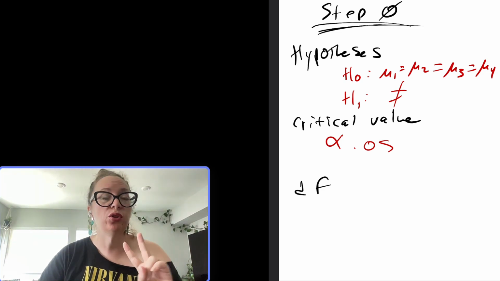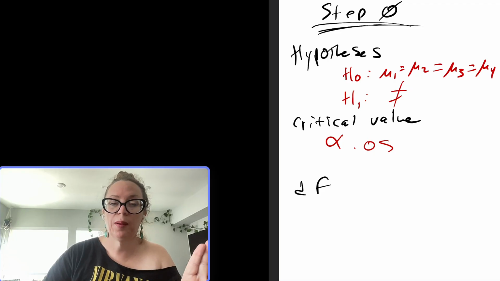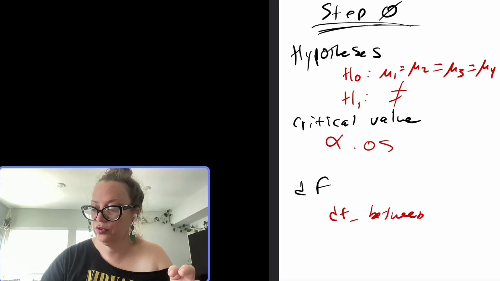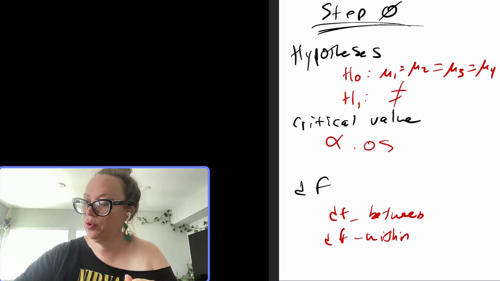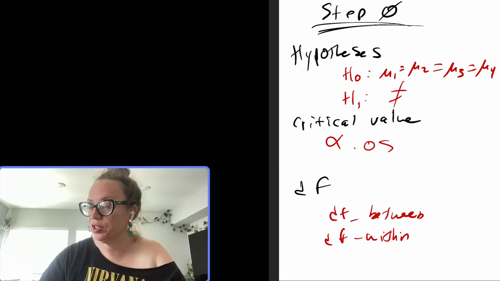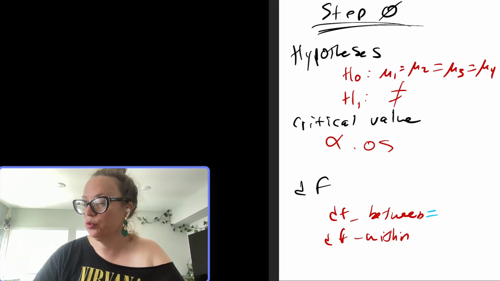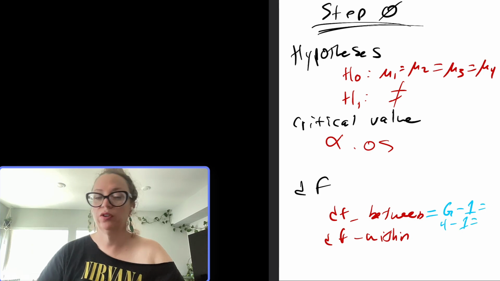We have to find 2 degrees of freedom with ANOVA. Think of what they are: degrees of freedom between and degrees of freedom within. Try to remember what the formula is. Pause it and test yourself. The degrees of freedom between is the number of groups minus 1. In this case, we have 4 groups, so 4 minus 1 equals 3.